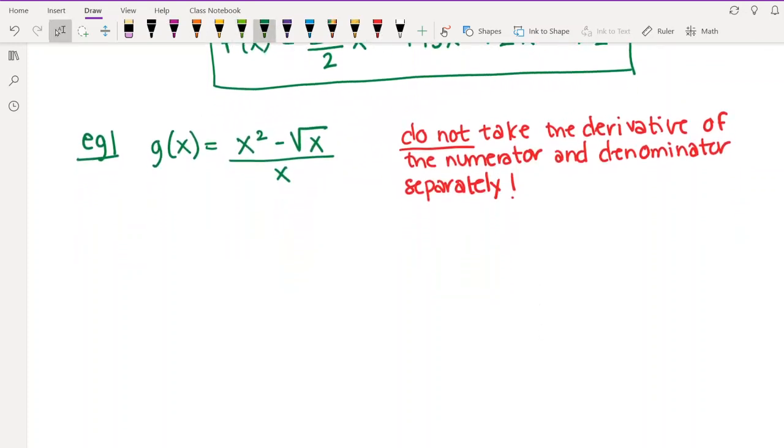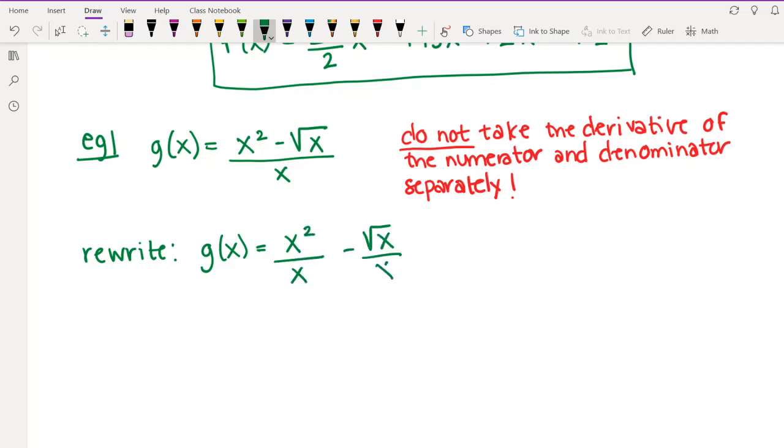So what can we do? We can rewrite this function, and the way we're going to rewrite it is we're going to split it into 2 fractions. So instead of writing this as all one fraction, we could write it as x squared over x minus square root of x over x, right? I think it's an algebra technique that a lot of people kind of forget about.